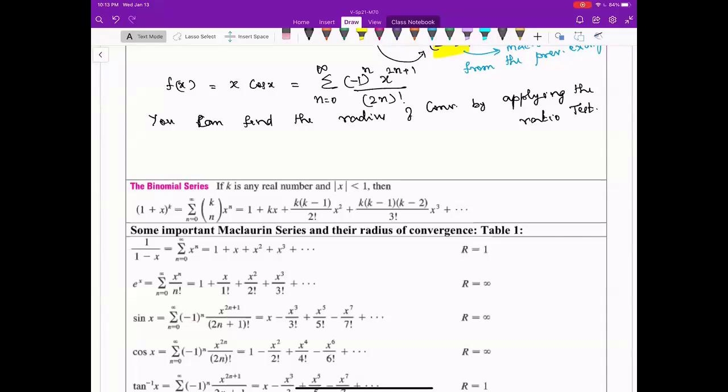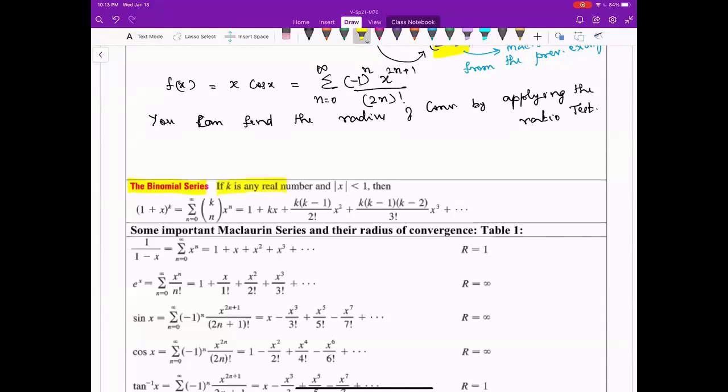So we are going to continue with this section. Just the last part of this section is about binomial series. It's a very popular series. You have already been using this. The only thing is you may not know this as a series.